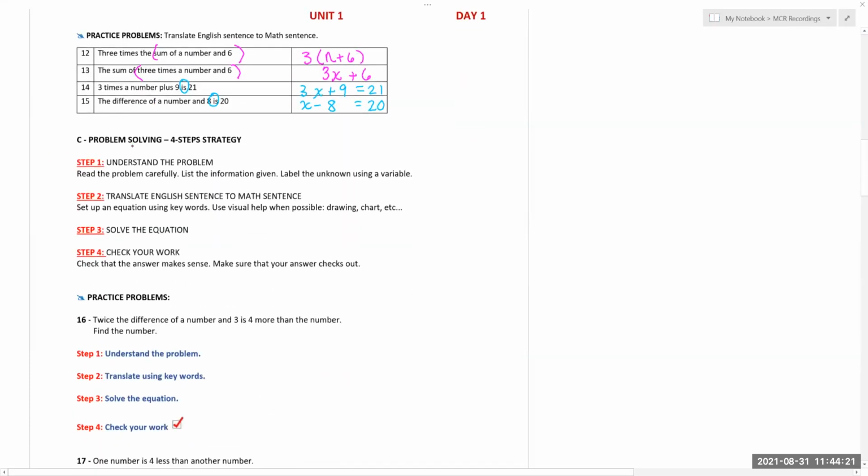All right, our next item is this idea of problem solving. Also, you'll see this in 154. So step 1 is to understand the problem. Read it, list what you have, label what you don't know. So that might look like I have some starting value, I have some other variable, and I'm looking for this one. So it's listing what you have and figuring out what you don't know.